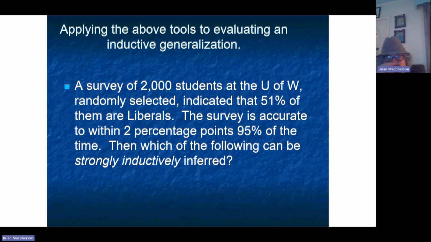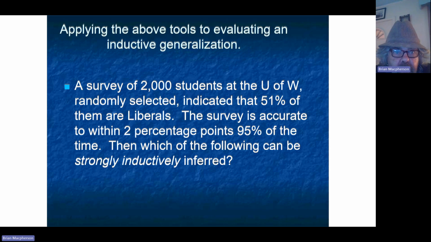So here's an example of a simple inductive generalization. A survey of 2,000 students at the University of Windsor, randomly selected, indicated that 51% of them are liberals. So the survey is accurate to within 2 percentage points 95% of the time. The reason we can have such a low margin of error is because we have a fairly big sample, 2,000 students.